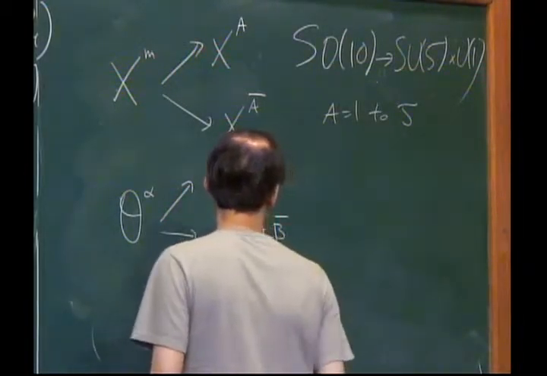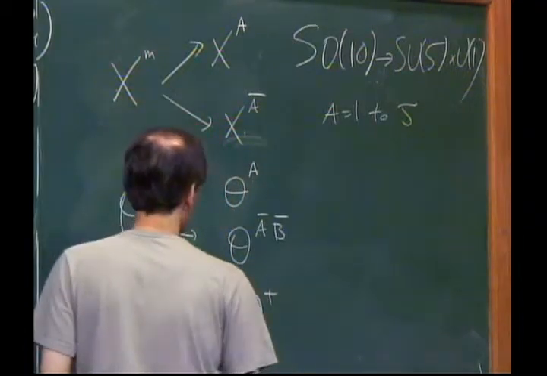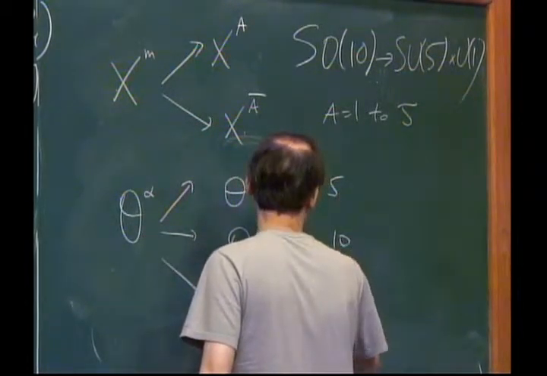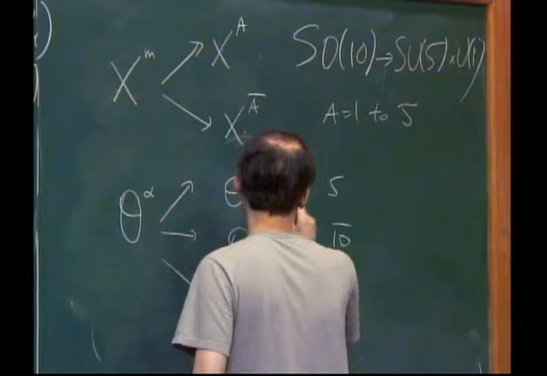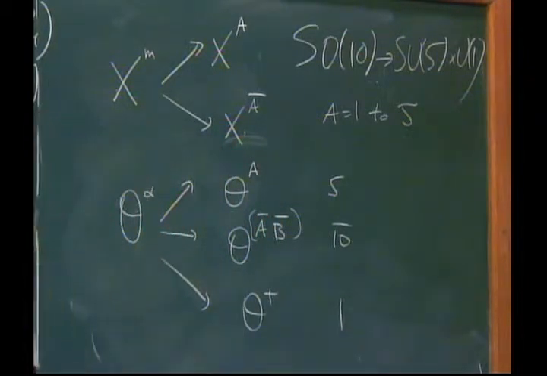and a 1, which I'll call theta plus. So this is a 5, a 10 bar, and 1. So this is anti-symmetrized in A bar and B bar. So that's how the 16 components of theta split up. Now, I can see I should have done it over here. So I need more space.